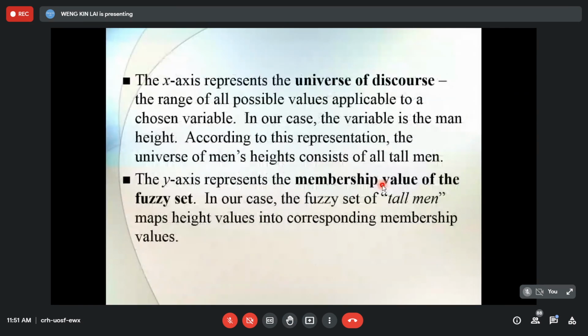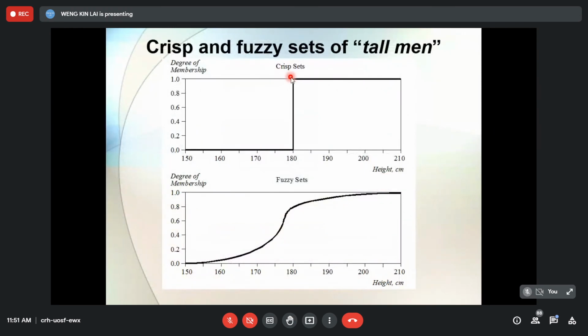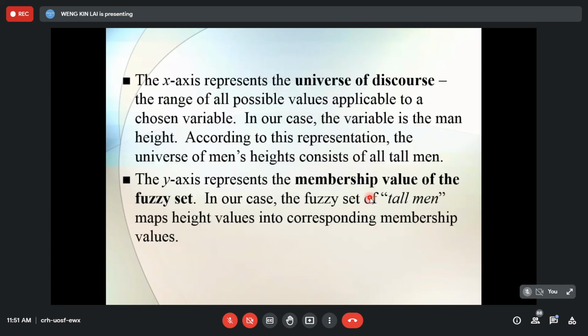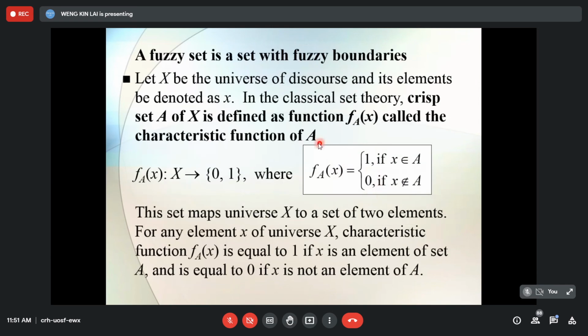Boundaries, right? So it's not crisp. Actually, what it means is that it's no longer crisp. There's no clear threshold. So it's actually continuous, right? And in the classical set, the elements will be denoted by x. So the capital X is a universe of discourse, and the elements of X will be lowercase x.